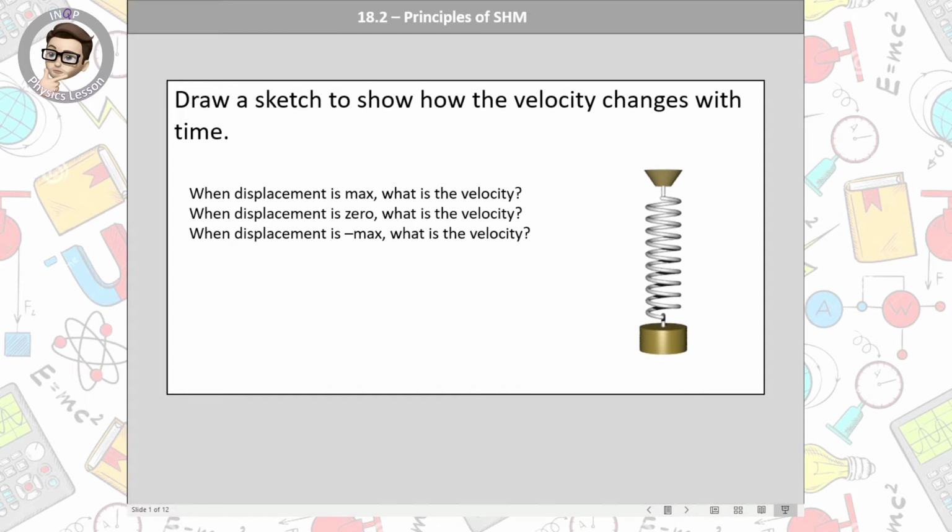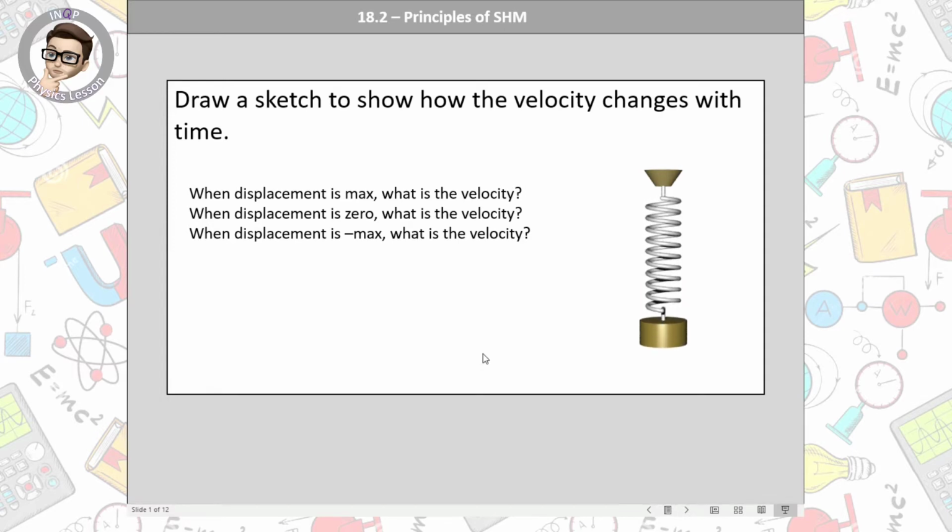In order to help you, I would suggest you have another graph above, which is displacement time. So just like we started last time, try and draw yourself a displacement time graph, and you can again use this spring to help you with that idea of what you're looking for. And then underneath, draw yourself a velocity time graph that matches those same times.